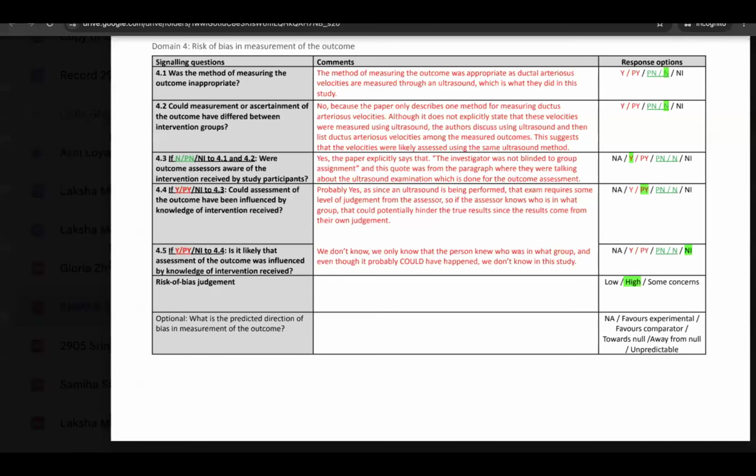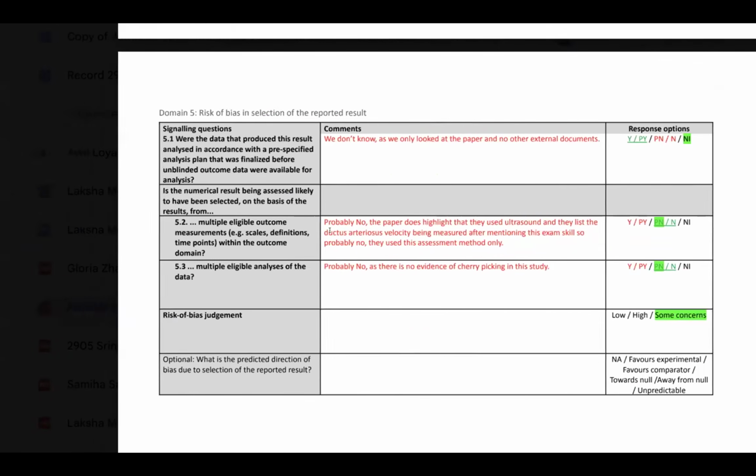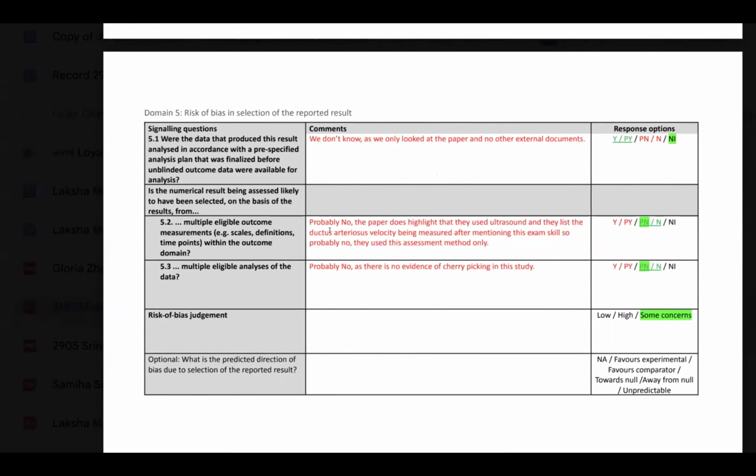Moving on to domain 5. For 5.1, he said NI, and he said we don't know as we only looked at the paper and no other external documents. I think we all agree with this.